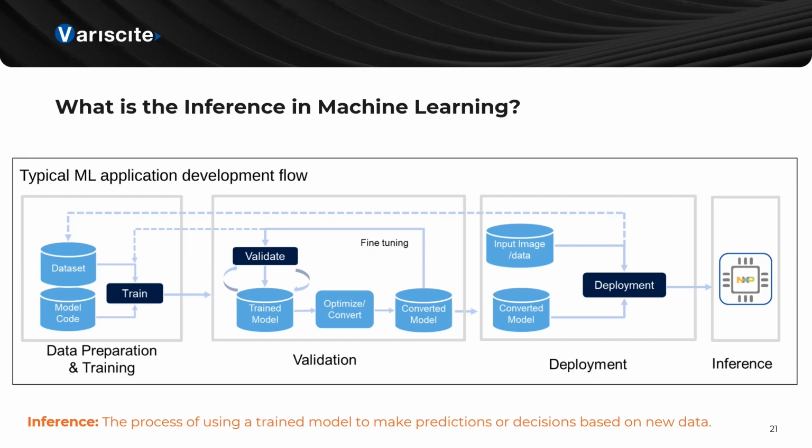Finally, the model is deployed on the target device. The model and any new data are loaded onto the NPU, which performs the inference and makes predictions. Again, the NPU is designed to accelerate the inference time, which is the process of using a trained model to make predictions or decisions based on new data.